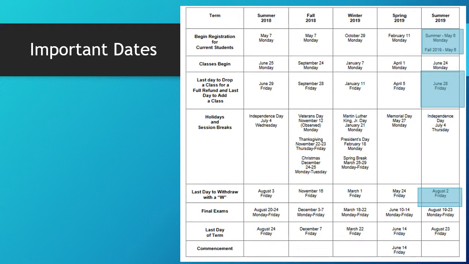Let's go over a few important dates for summer term, just so you're aware of them. In summer term, the last day to drop the course for a full refund and the last day to add a class, if you need to add or drop any of your classes, is Friday, June 28th. So this would be a good week right now, in this first week of courses, to look through your courses and make sure that you are ready to do the work that's required for those courses for the summer.